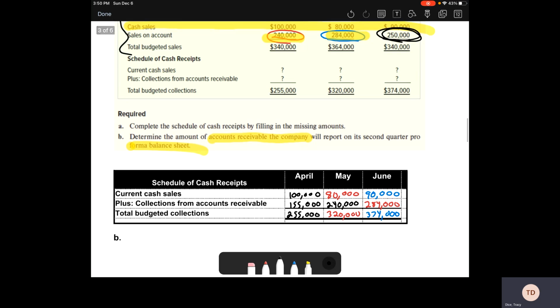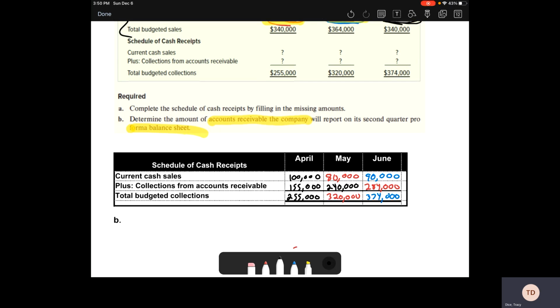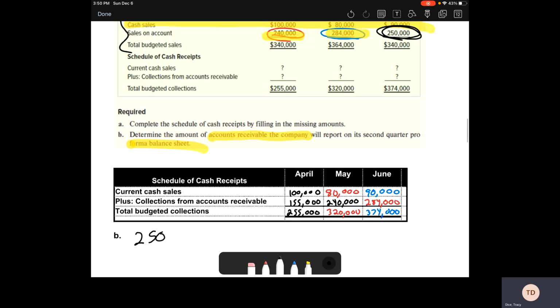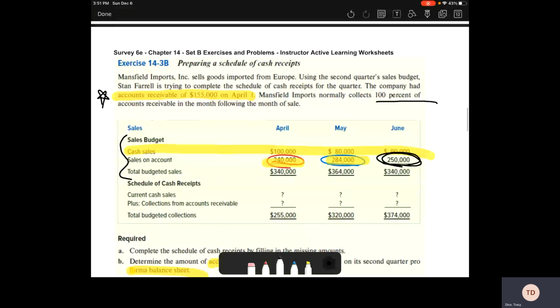So our accounts receivable at the end of the period, or at the end of the second quarter, will simply be June's credit sales, or June's sales on account, which would be that $250,000. And that is exercise 14.3b.